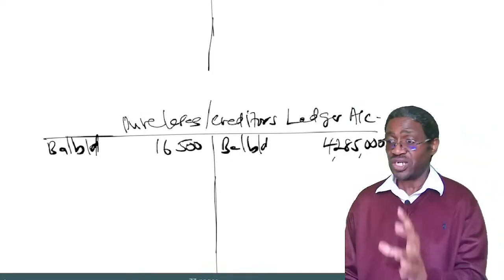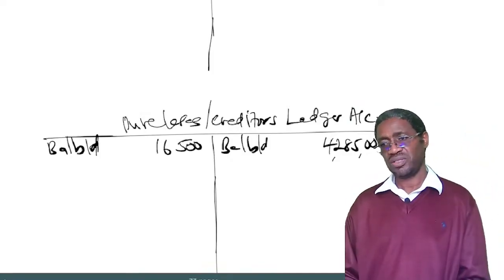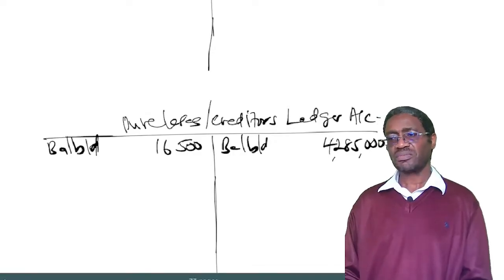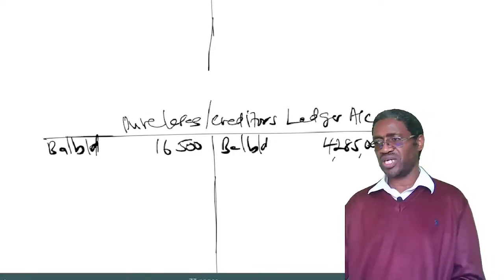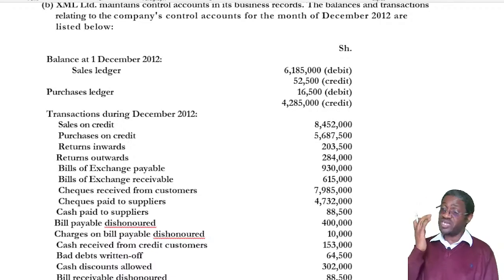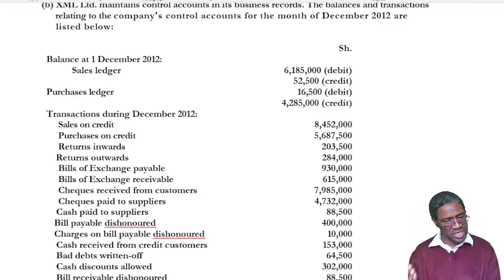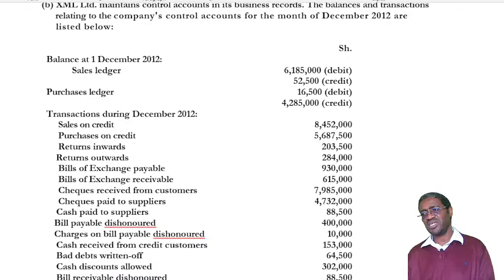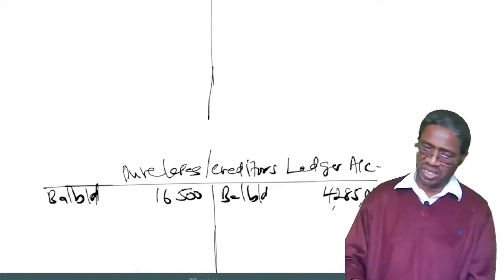Now we can go and record the transactions for the month now. Are you there now? We go and record the transactions for the month. We are given credit sales. Sales on credit for 84.58. When you sell goods on credit, you normally debit debtors and credit sales. So come and debit debtors. How much? 84.52. Come and debit.